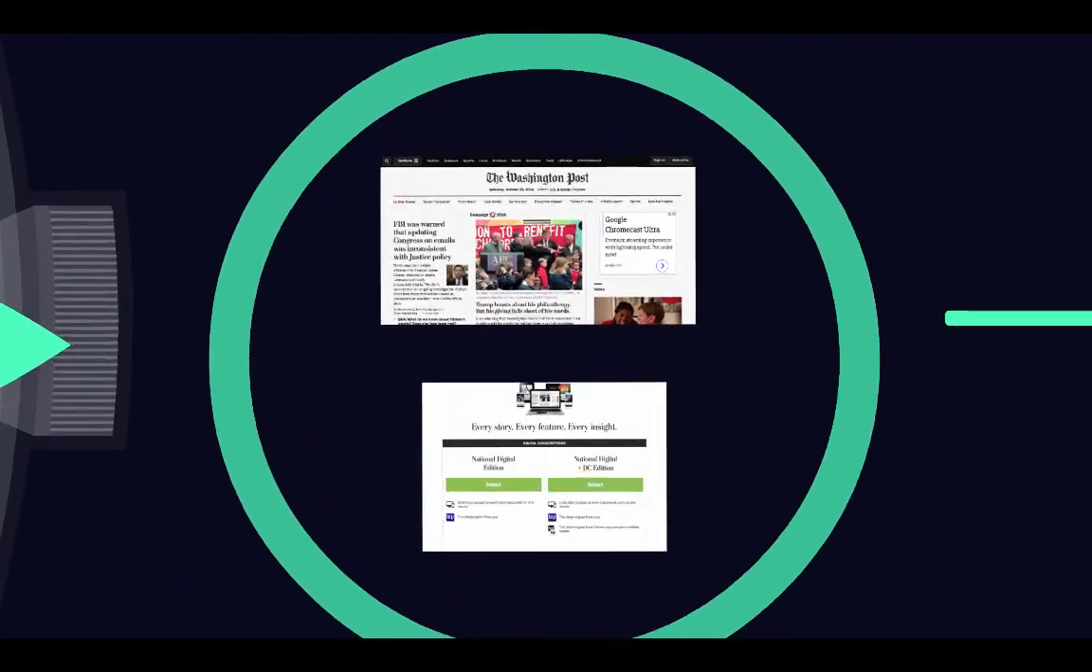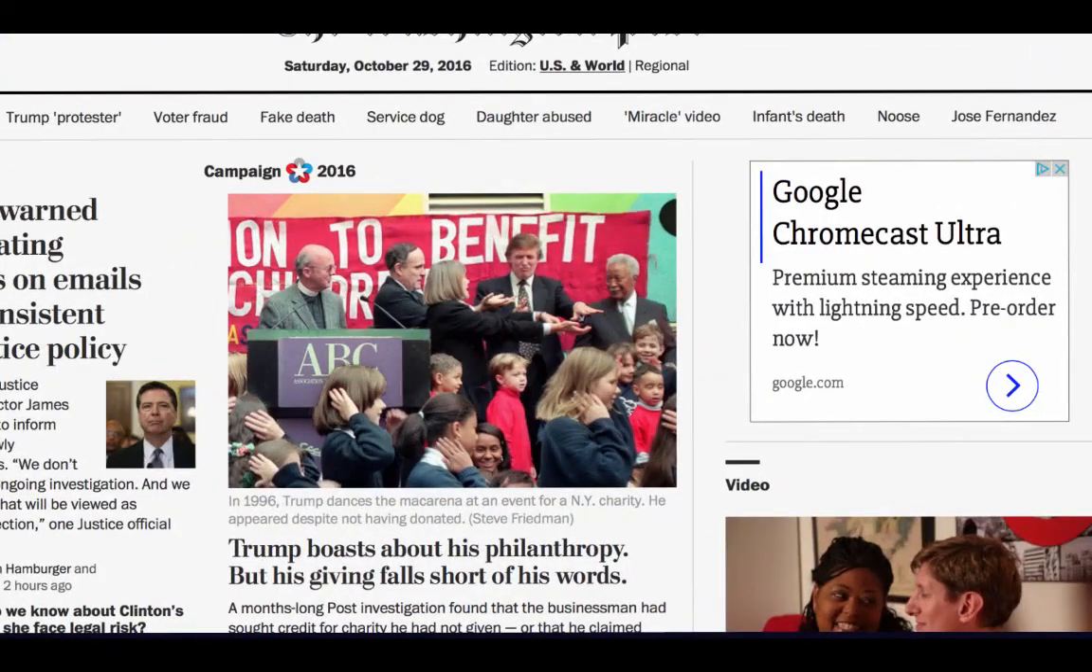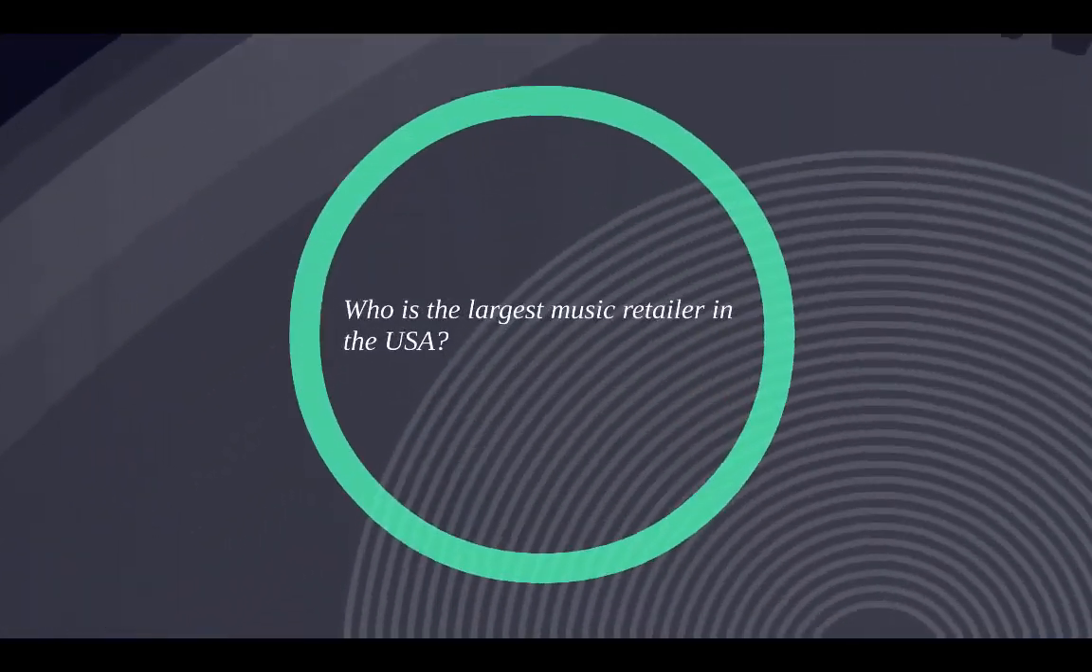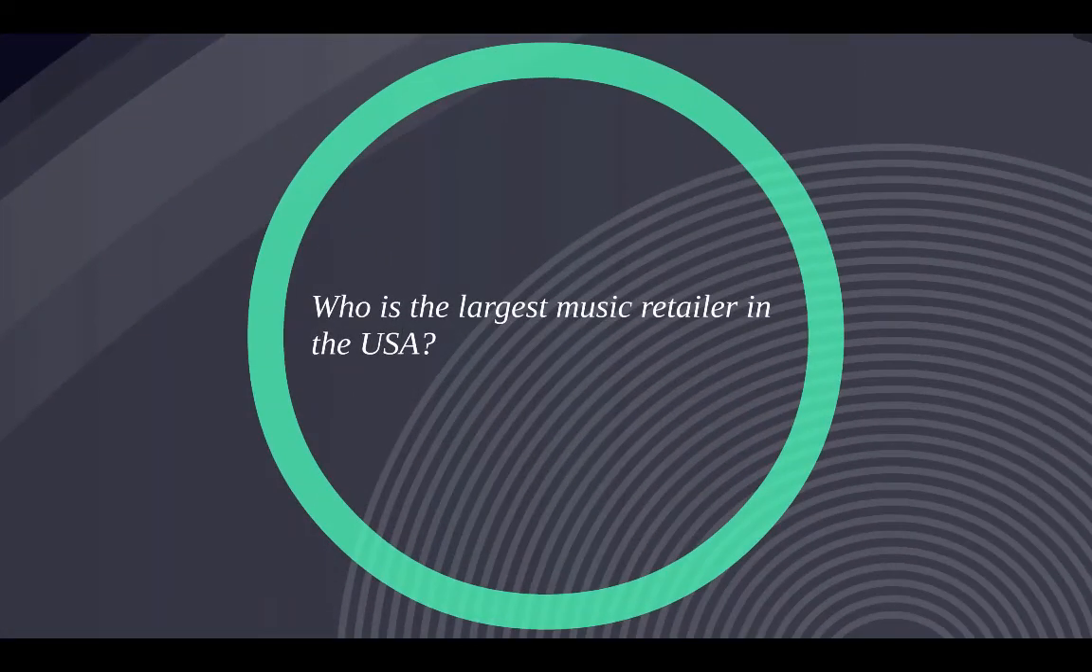Similarly, with the Washington Post, I can read for free, but if I want more details, then I have to shell out money for the content. And look at Google Chromecast Ultra. For the fact that I am into technology and all the other stuff, again, this is a similar story with the Washington Post. And let me shoot a question.